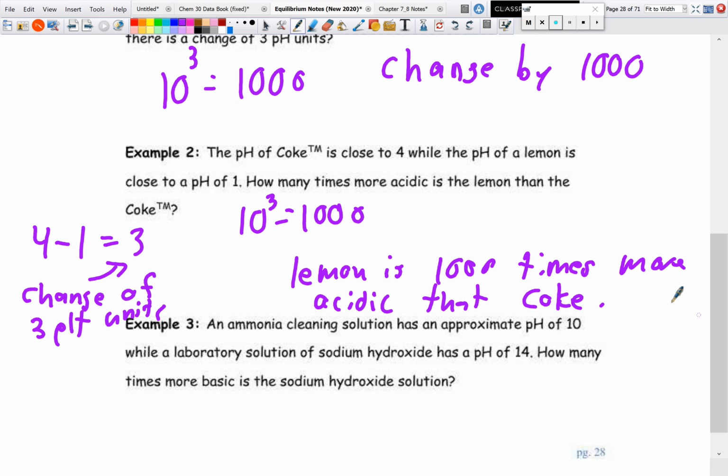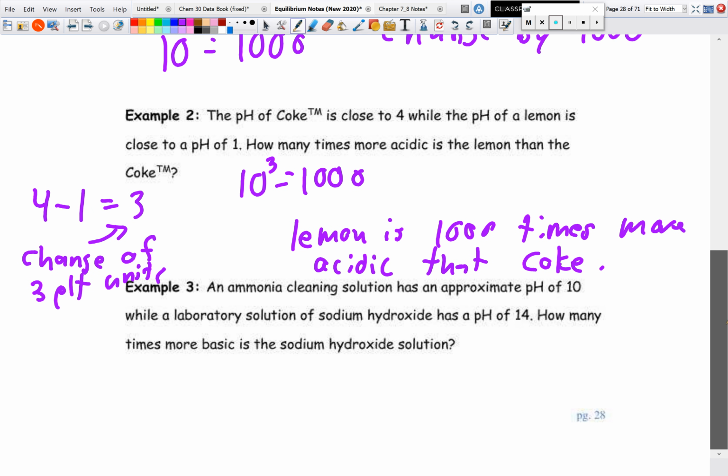Of course, I know it's more acidic because the Coke's at a pH of 4, lemon's at a pH of 1, so we're getting into the more acidic range. Whereas in this one, ammonia, a cleaning solution, has an approximate pH of 10, while a laboratory solution of sodium hydroxide has a pH of 14. How many times more basic is sodium hydroxide? Obviously, this is higher, so it's more basic. To figure out the change in pH units, 14 minus 10 is equal to 4.